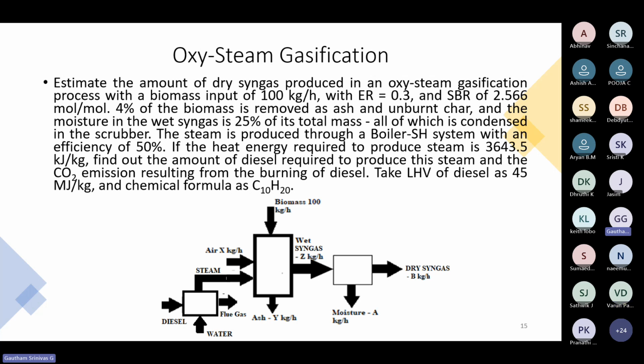Now you have this. So 1 kg of diesel produces 45,000 kilojoules. So how many kgs of diesel are required? And the third part is C10H20. You write the balanced chemical equation. Find out how much carbon dioxide is produced for 1 kg of diesel. And you have just found out how many kgs of diesel are required. So find out what is the carbon emission of burning diesel for this. Got it?